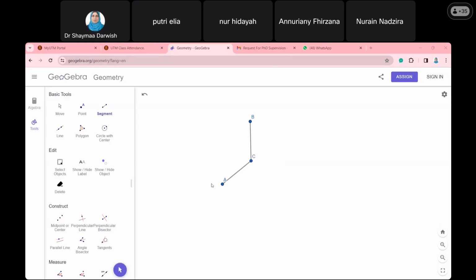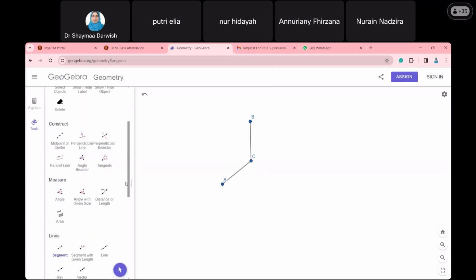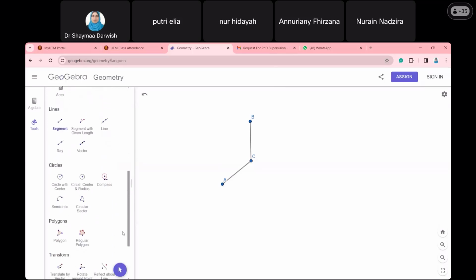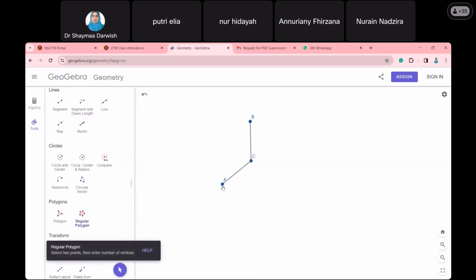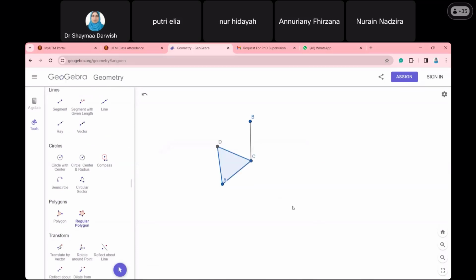Okay, so if I draw an equilateral triangle here, this is by using proposition 1. Proposition 1 states that if you have a segment, you can draw an equilateral triangle. So I will draw an equilateral triangle using proposition 1. So here, this is an equilateral triangle.